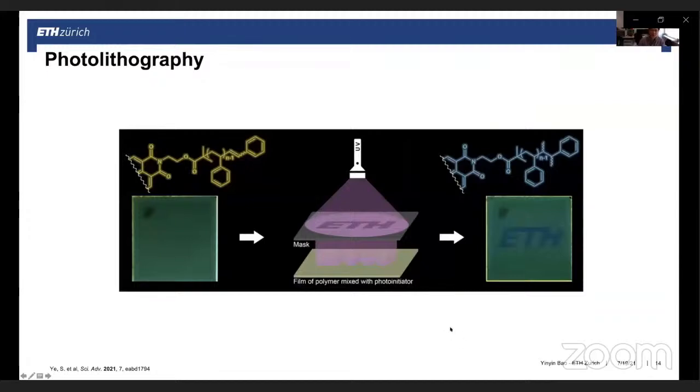Then we further use a versatile photolithography method to confirm this mechanism of the N group effect. We prepared a film from this polymer with vinyl benzene group to form a yellow-green emissive film. Then under a mask with an ETH logo shape, we performed UV irradiation on the film and formed this ETH logo with blue light emission because the vinyl group was broken by the photo initiation. So this can further confirm the N group effect of our system.